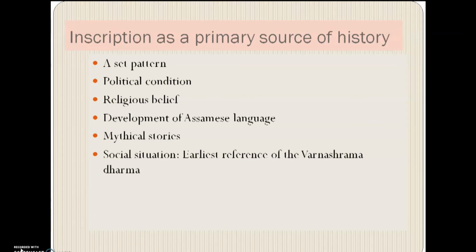The social situation is also depicted in the inscription, as we can find the earliest reference of the Varnashrama Dharma in the said inscription. We can also find the local organizations of the Brahmanas and their various Gotras, the professional classes, and how the officials and the common people have been depicted in the inscription.